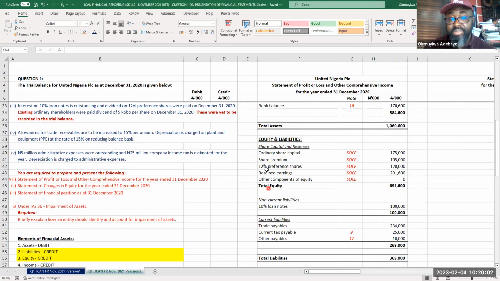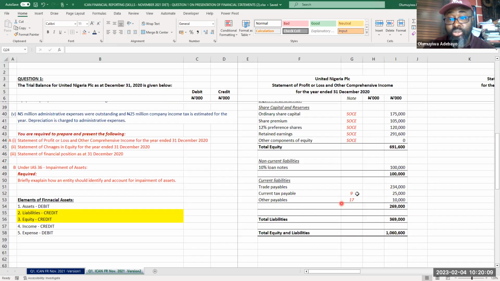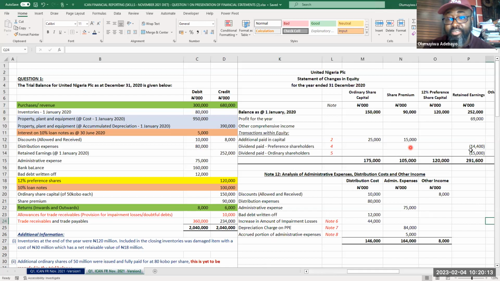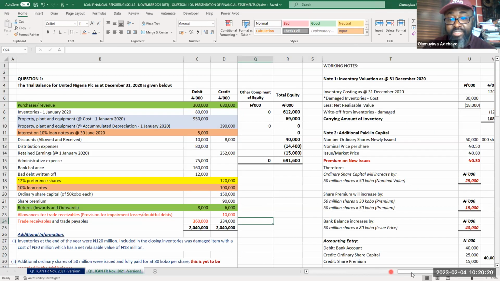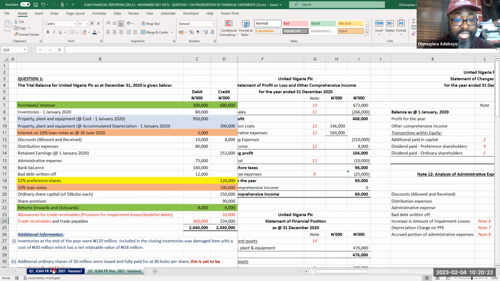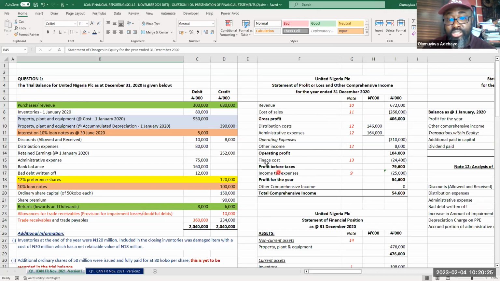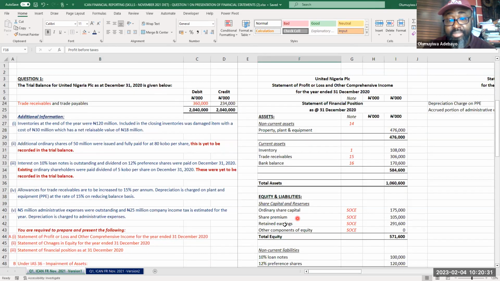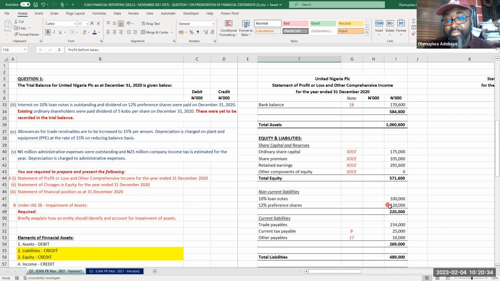Okay, how do you treat preference share as equity? One, you recognize it within equity. Two, the dividend is treated as a dividend return, which is deducted from retained earnings. And if it is otherwise a financial liability, you deduct the dividend as finance cost, while you recognize the preference shares as a liability.